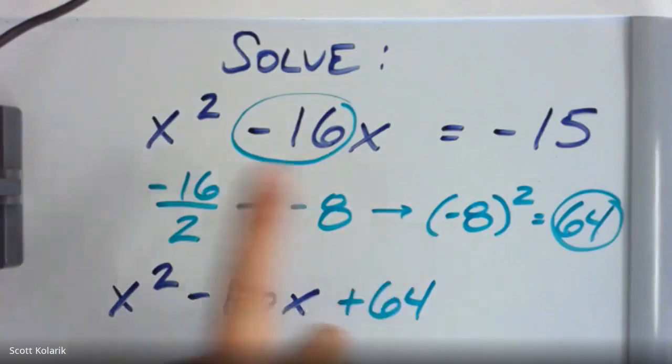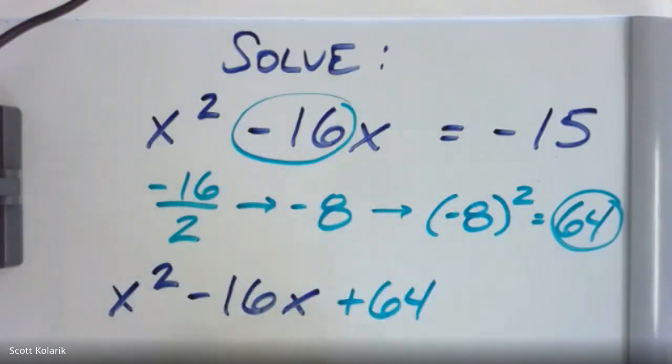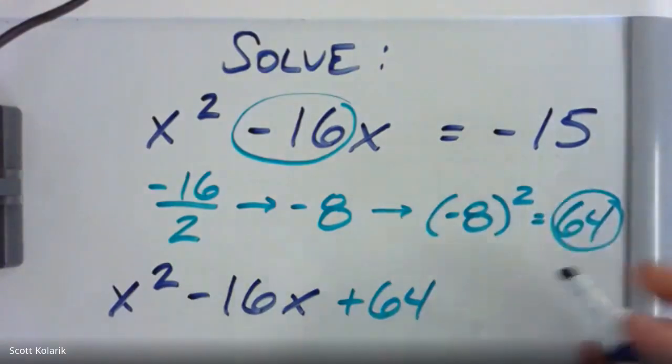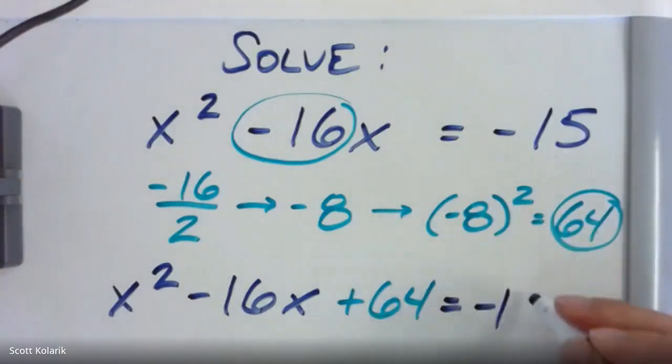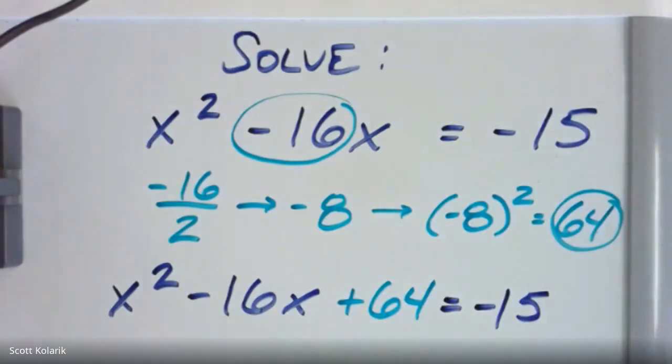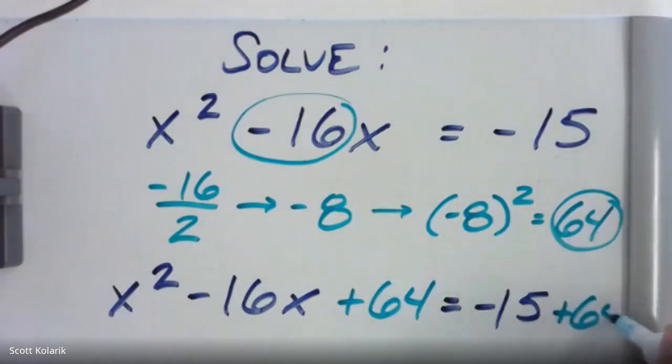So that's how that process helped us. And then on the right-hand side of this equation, that negative 15 didn't go anywhere. That negative 15 is still there. But again, in order to balance this equation, whatever I do to the left also has to be done to the right, to both sides of the equation. So I need to add that 64 over here as well.